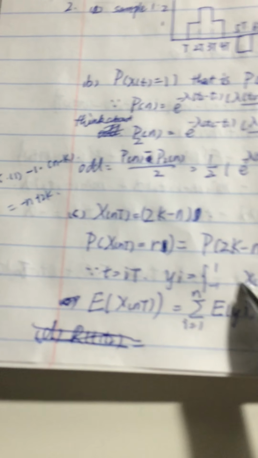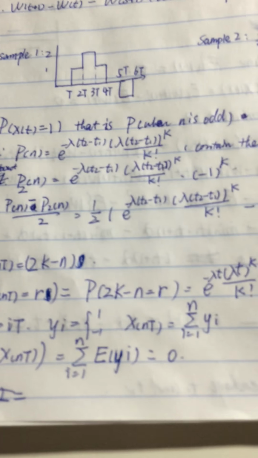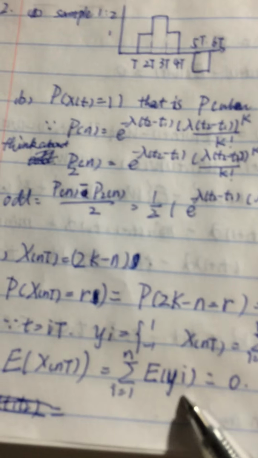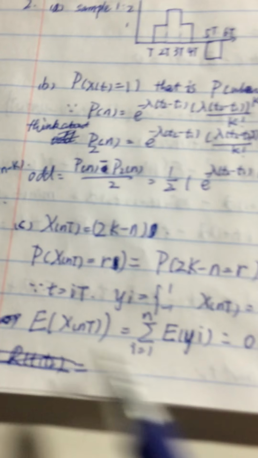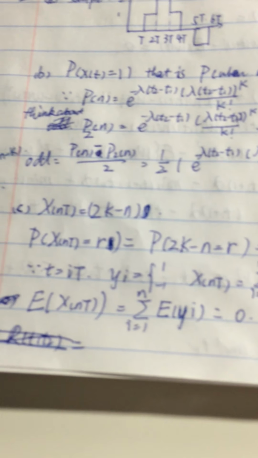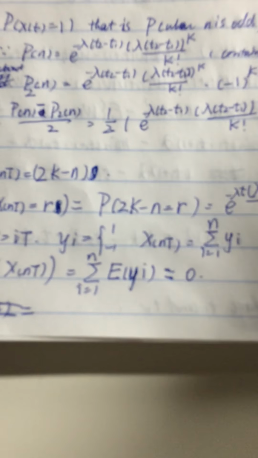And then we use another expression here. Yi means that at every moment, every t, Yi can be 1 or minus 1, and if we add them together, we will get the answer. So they are the same, and we get the answer. It must be 0. Yeah, it must be 0.